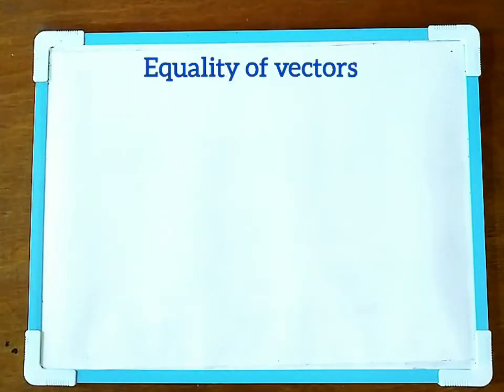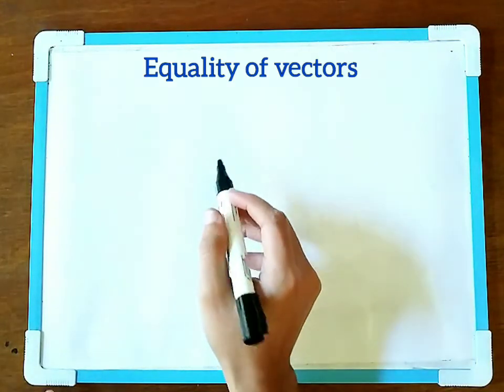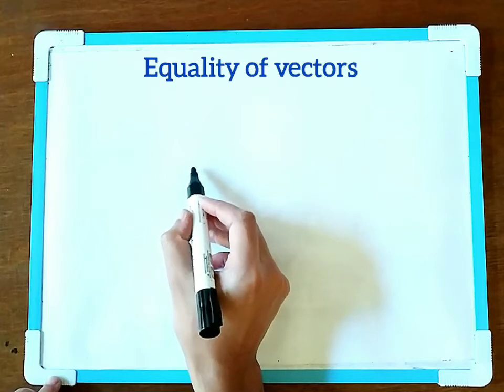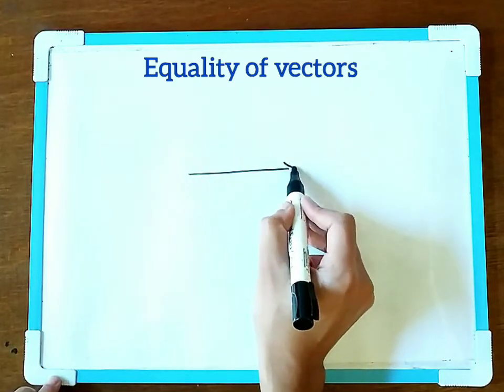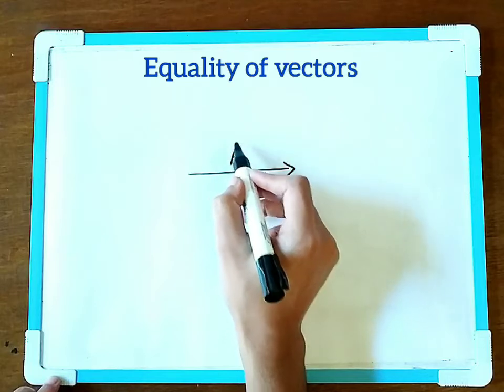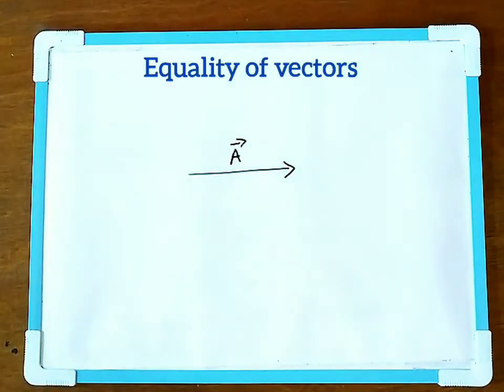Now we shall come to equality of vectors. Two vectors, say A and B vector, are said to be equal only if they have the same magnitude and same direction. So here we have two vectors A and B. Suppose your vector A is in this direction. So this is your vector A. Then the vector B will be equal to this vector A only if it is in the same direction and it has the same magnitude.